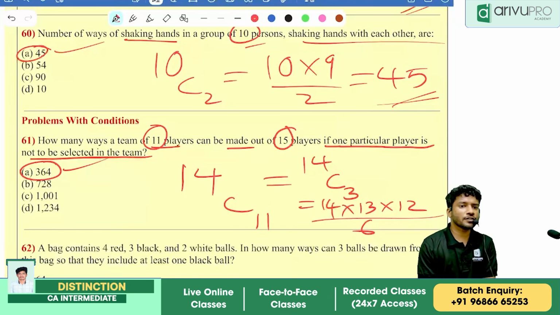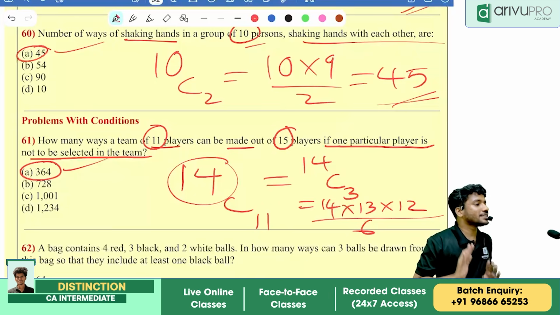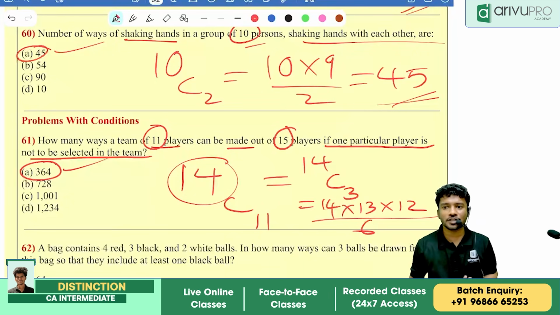Everyone got 364? Understood? One person is not selected. That means we have only 14 people to select from. That is the meaning. Understood the logic? Any doubt?